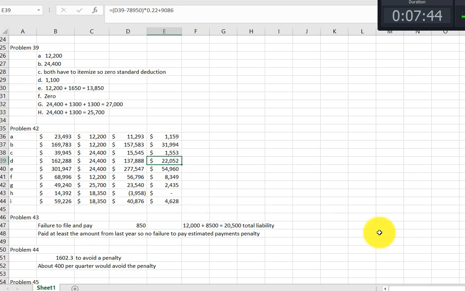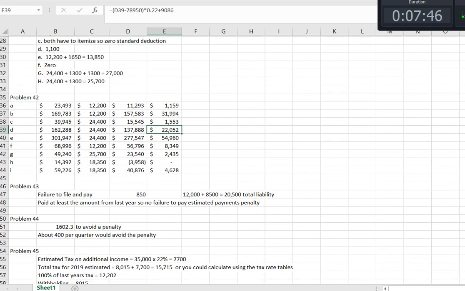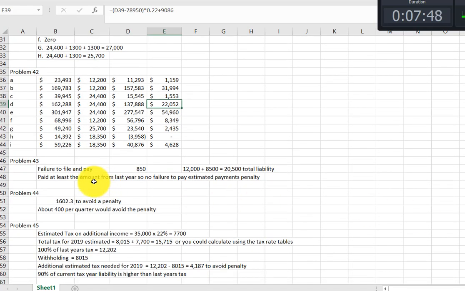And then problem 43, a little bit about penalties. Don't want to do this, don't want to go there, just avoid penalties. But if you forgot to file and pay for a couple of months, then it's 10% of the amount owed, or 5% per month. So it was within 60 days, and that's 2 months. So his total liability would have been 25,500. He had paid the 12, 8,500 still owed.